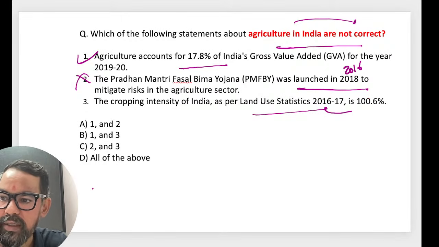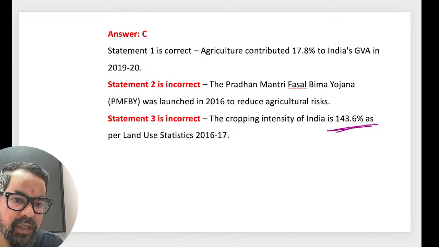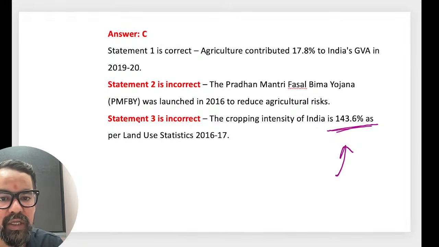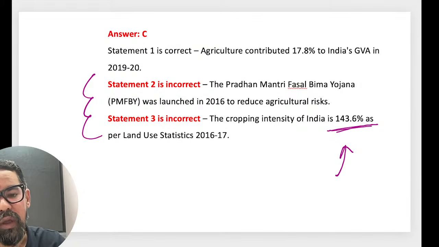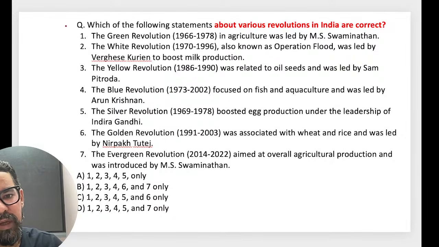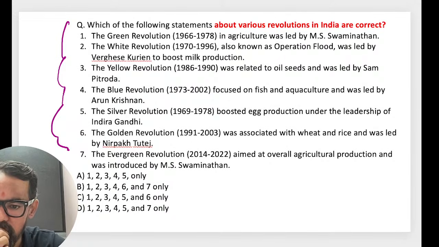Okay, some people are saying B. Yes, C is the right one. It is static based. It is 143.6%, okay. So these two statements were wrong and the first statement was correct, okay. Next one. One question for sure you will get based on the revolutions, okay. Various revolutions in India. That is where you will get the areas also.